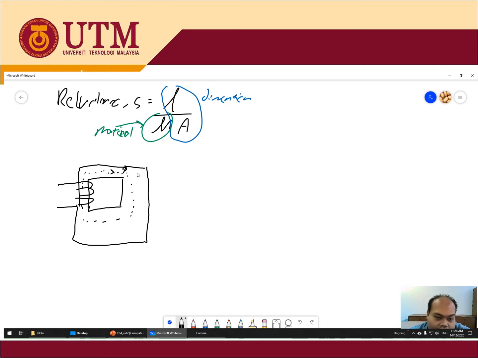So remember effective length. Take the center. This one is L1. From the center to the center, this one is L2. This one is L3, and this one is L4. If you take the cross section again, this one is area 1, because it is much smaller. This one is area 2, this one is area 3, and this one is area 4.